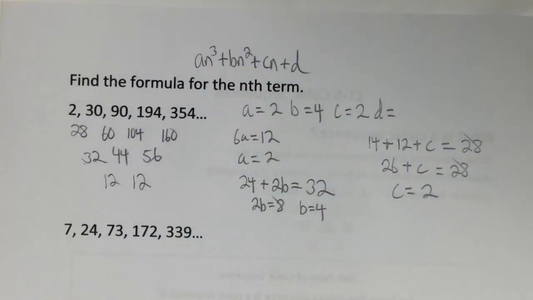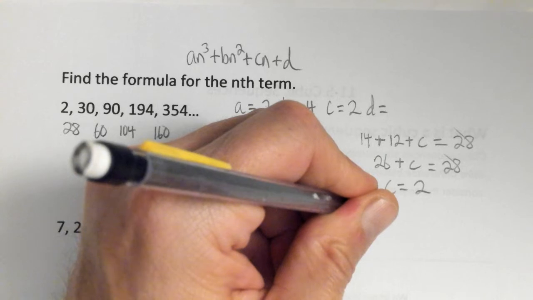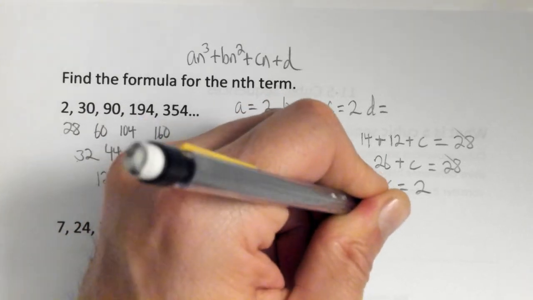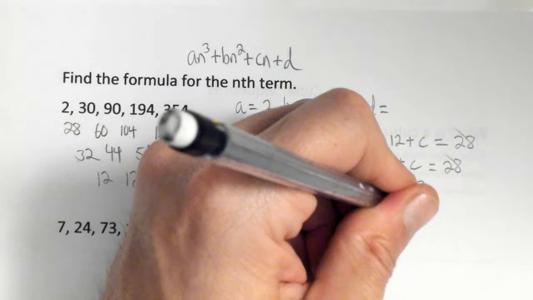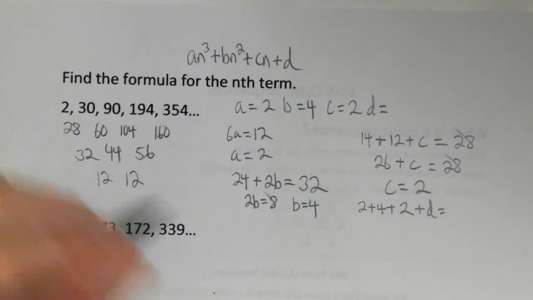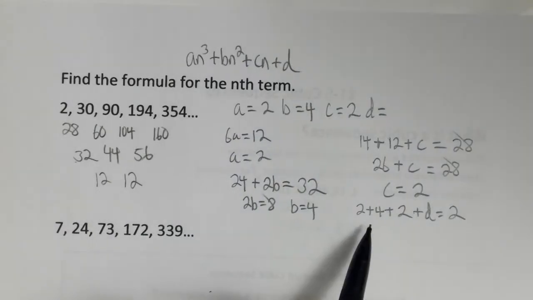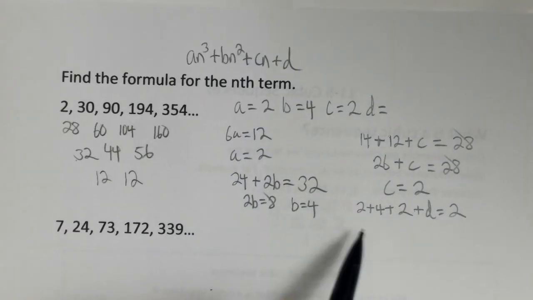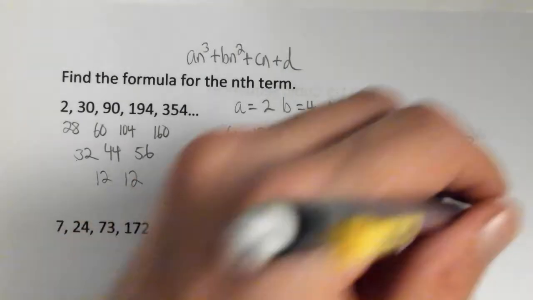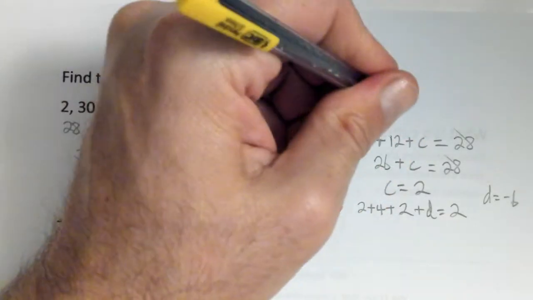Now I just need the value for d, and so remember the very first term is a plus b plus c plus d. So I need to go 2 plus 4 plus 2 plus d equals that very first term, which is going to be 2. So I'm going to plug a 2 there. Alright, so I can add these things up now. That's going to be 4 plus 4 is going to be 8. I can subtract 8 from both sides, so my d is equal to negative 6. And so negative 6 goes here.